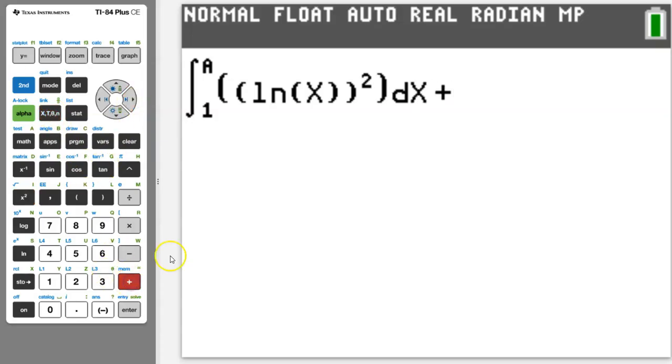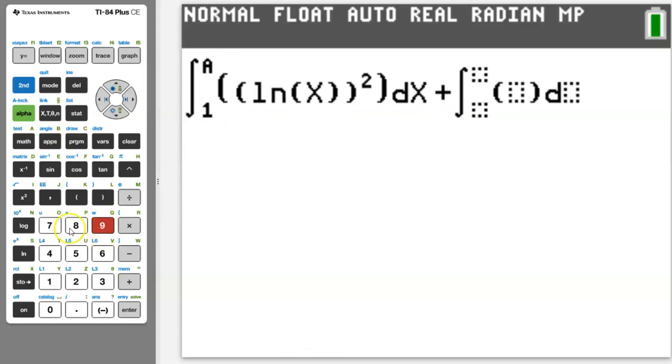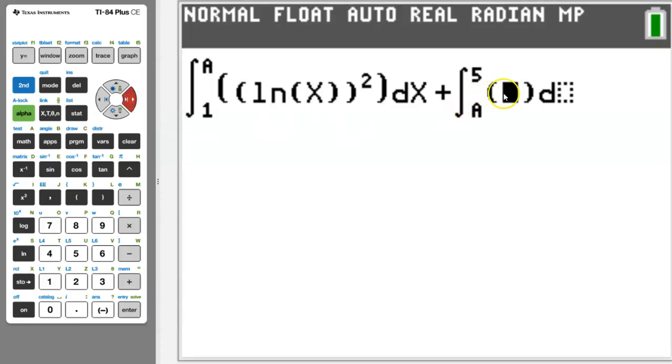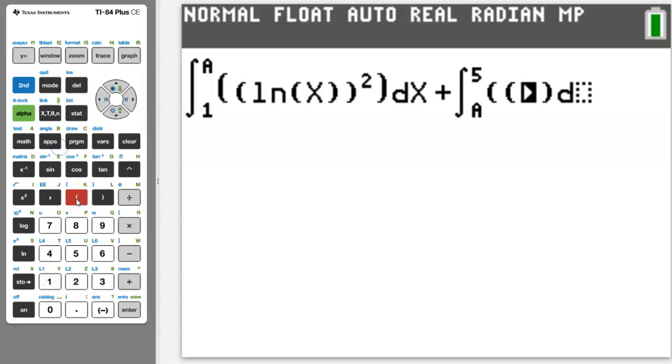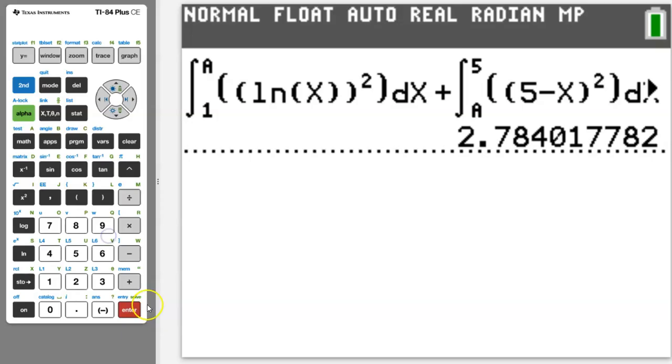And now here comes the second integral. So Math 9 again. This time we are integrating from A to 5. And again, because we are going to square an expression inside of here, I need an extra set of parentheses. So we have 5 minus x in here. Close the parentheses and square it. And that's it. Kabam! 2.784.